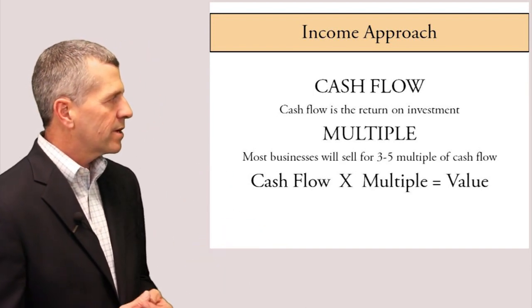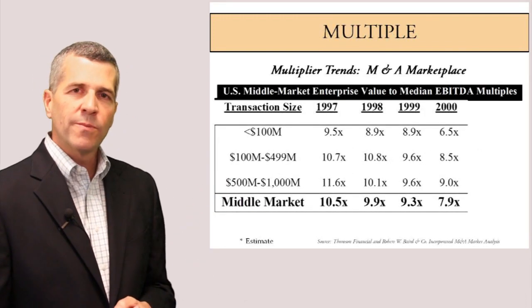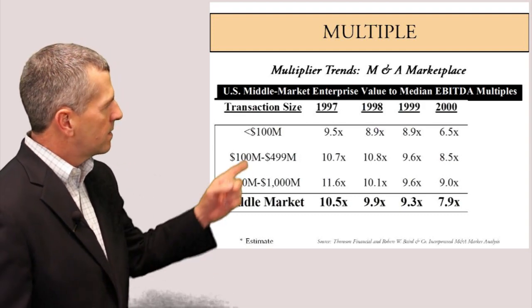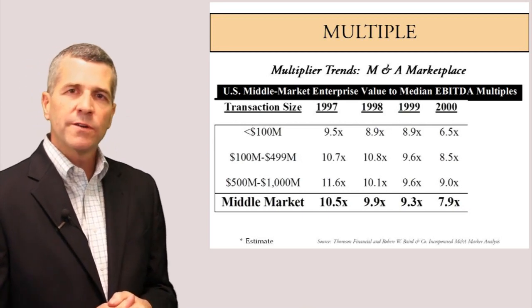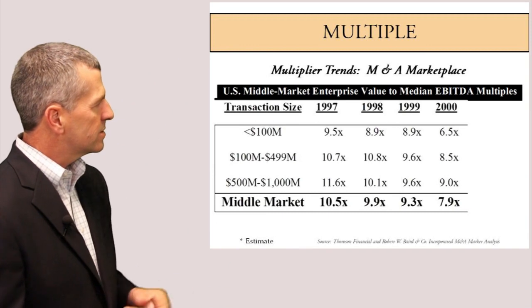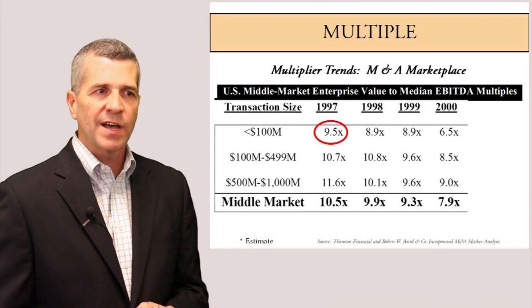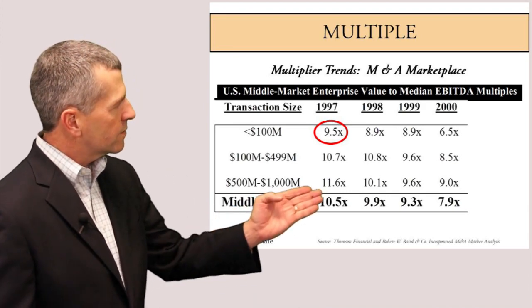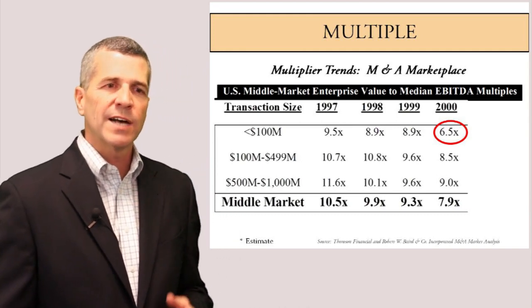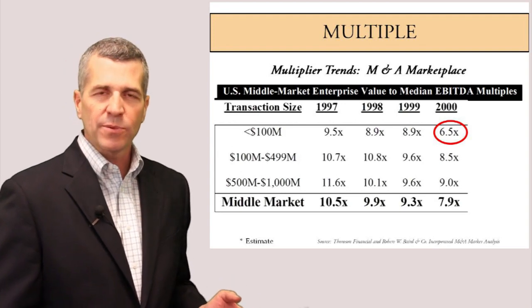Let's take a quick look at one other concept regarding multiple. Here's a slide which shows the multiple for middle market businesses from 1997 to 2005. On the top here, we've got businesses with under a $100 million value, or let's just say a $100 million value for purpose of this slide. You can see in 1997, the multiple was 9.5 times cash flow. Whereas as you look further across on the slide, you can see that in year 2000, the multiple was 6.5 times cash flow.